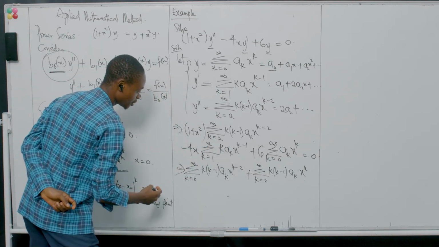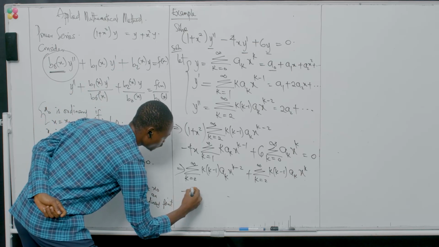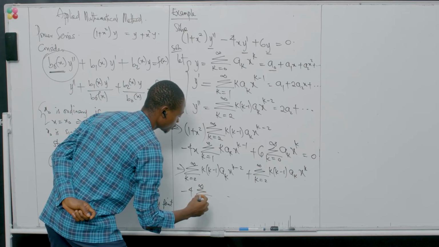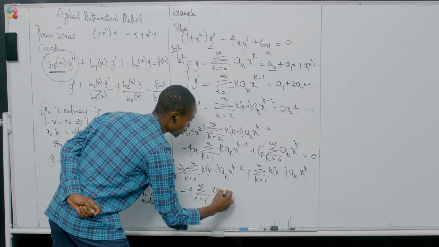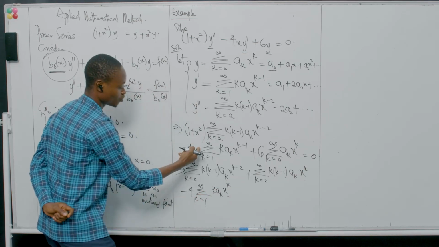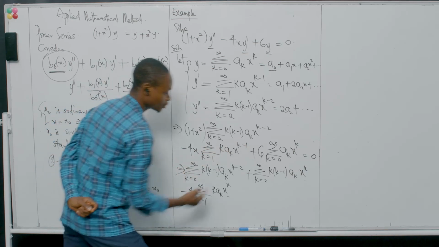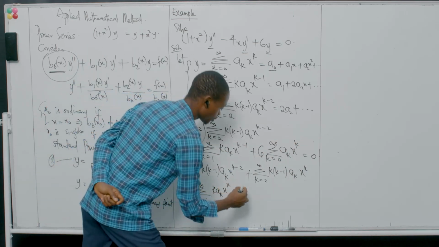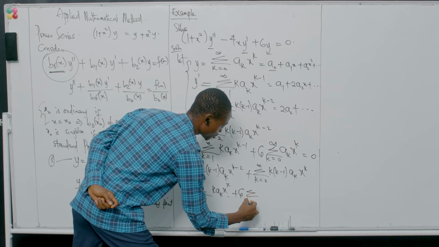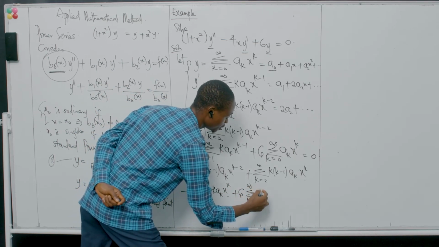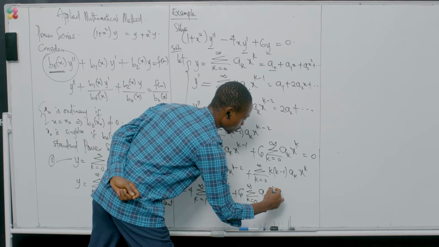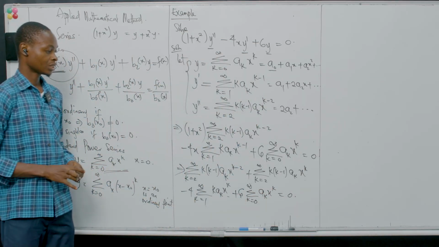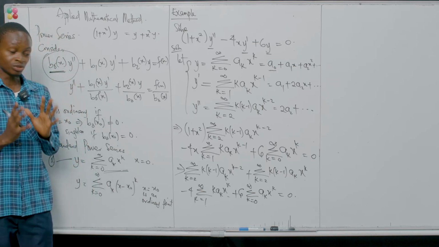We unify this as well. Minus 4 summation k starts from 1 to infinity, k ak x raised to power k. 1 minus 1, that's 0. Then here you have plus 6 summation k starting from 0 to infinity, ak x raised to power k is equal to 0. Are we good?